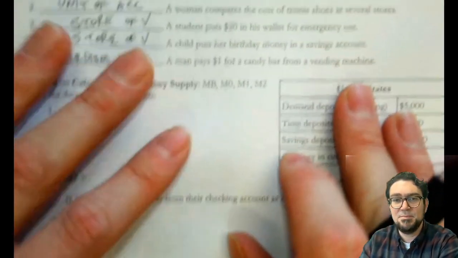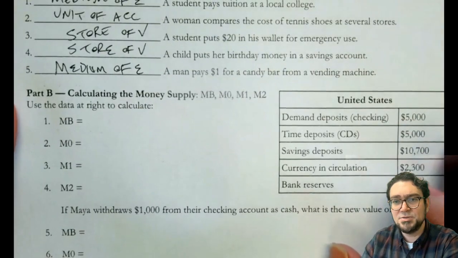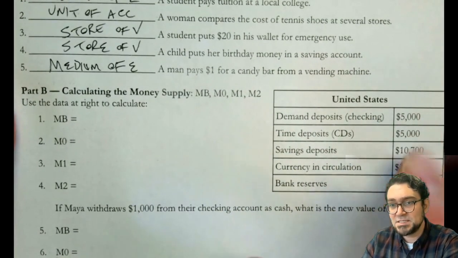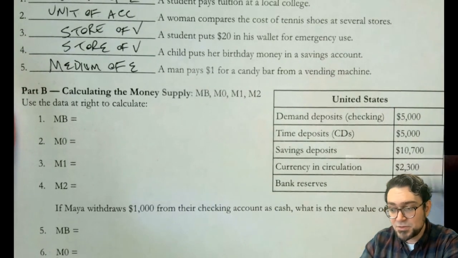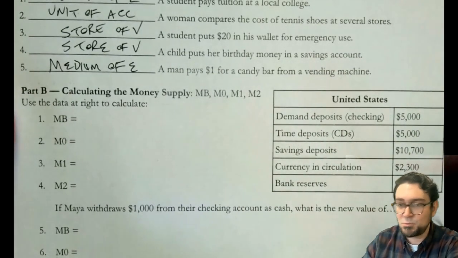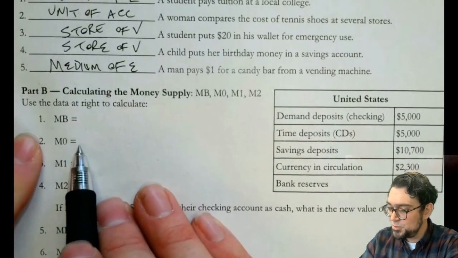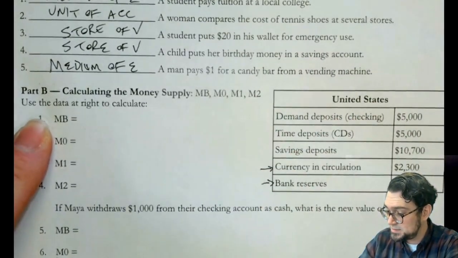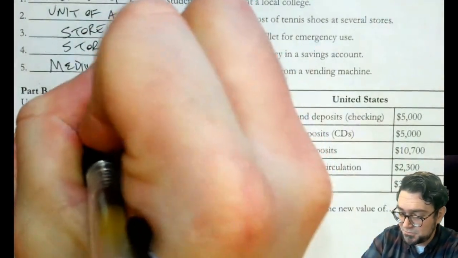So first is MB, M0, M1, M2, and use the data. So this is all actual data, actual real numbers for the United States in billions, but we're not really worried about that part. MB. So MB is the bank reserves, that's these guys plus the currency. So that's 5,700.